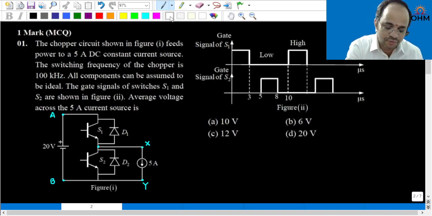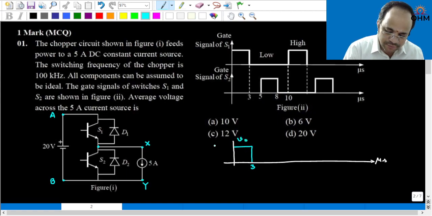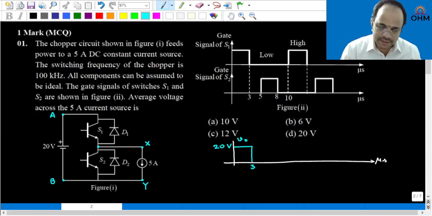In that case, the voltage across the XY terminals will be equal to the source voltage. That means from 0 to 3 microsecond the output voltage, this is the waveform for output voltage, is equal to 20 volt, which is the same as the source voltage. Next, from 3 to 5 microsecond, there is no signal for either of these switches, therefore neither S1 nor S2 will be turned on. And from 5 microsecond to 8 microsecond, S2 is turned on.